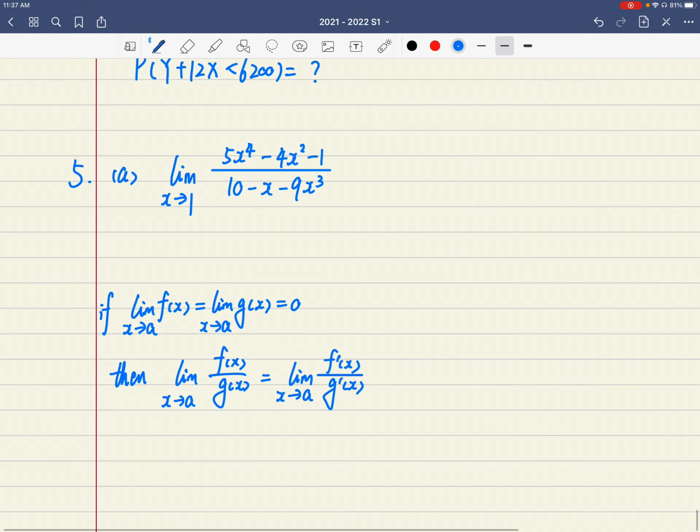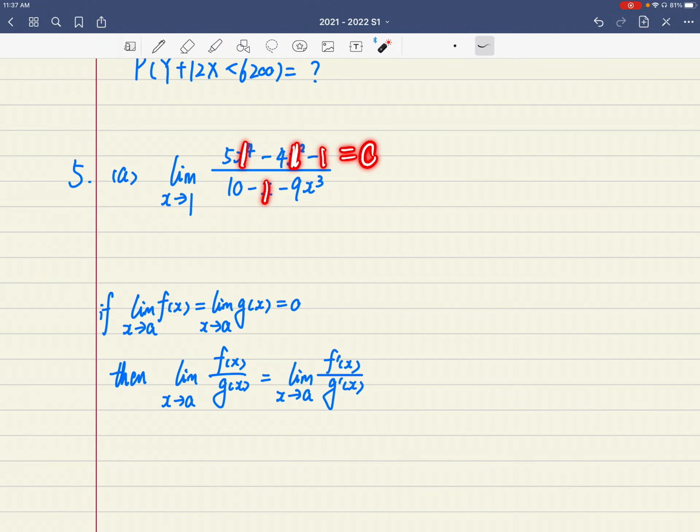So let's do it here. The top is 5 times 1 to the fourth minus 4 times 1 squared minus 1, which is 0. The bottom is 10 minus 1 minus 9 times 1, also 0. Now the top over the bottom is like 0 over 0, so we apply L'Hopital's rule.